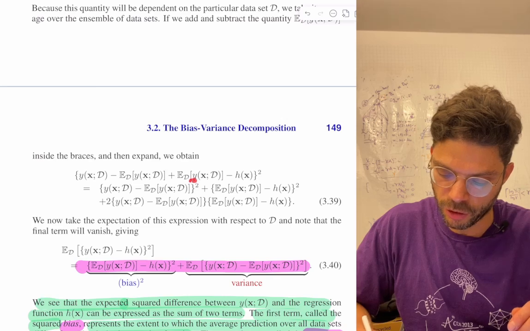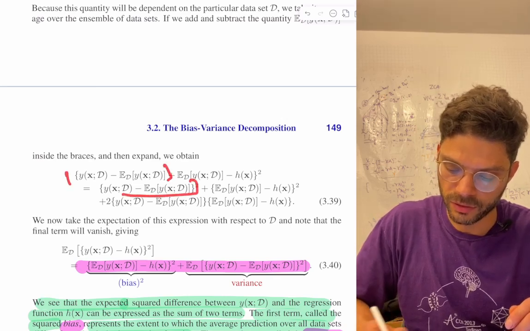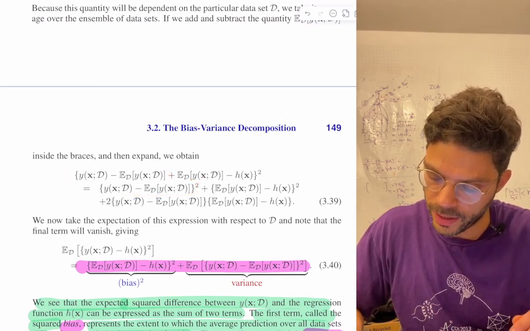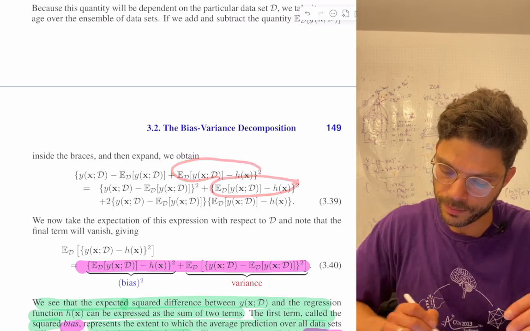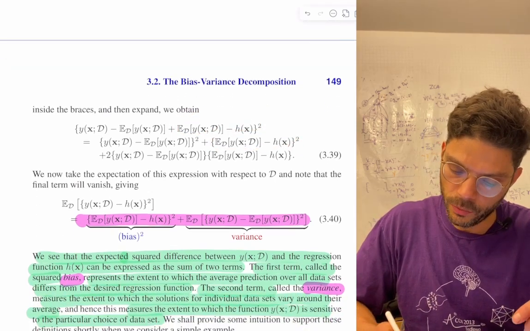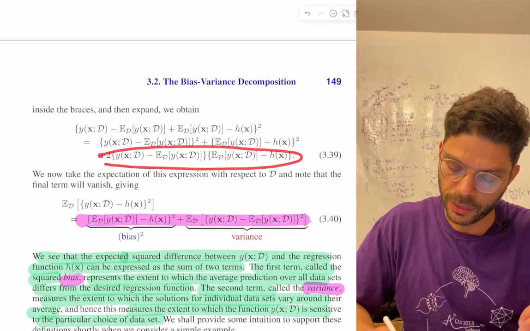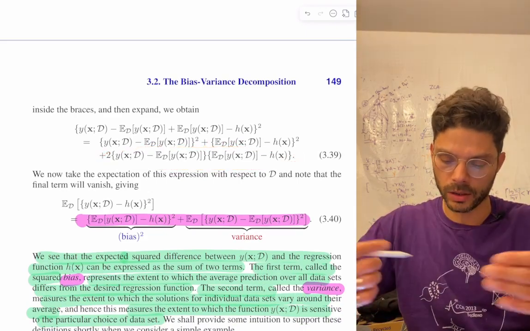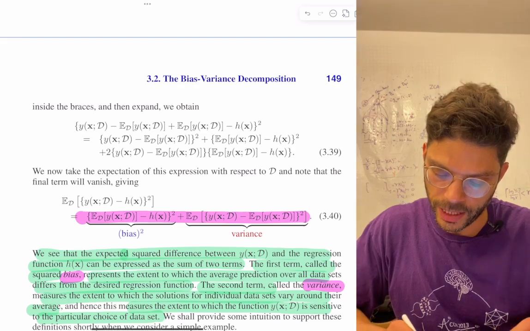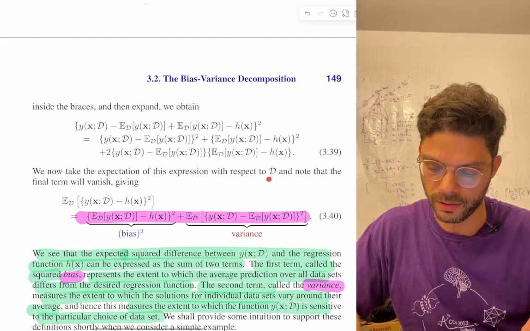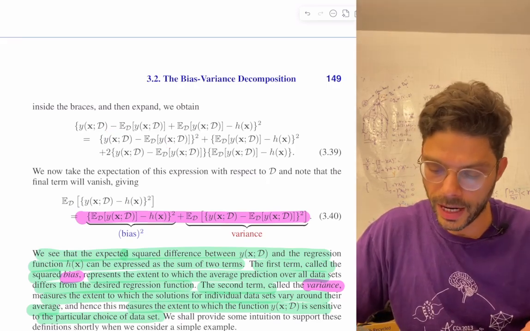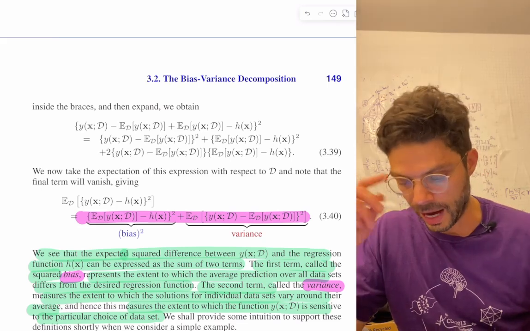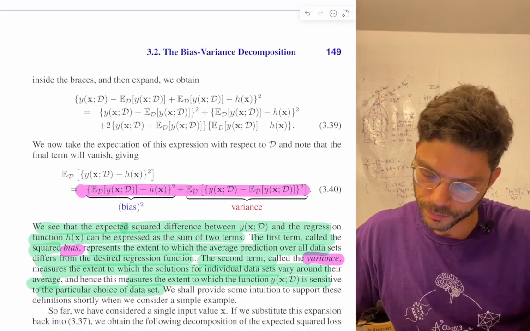So now we have this term over here, which is this thing squared. And then we have another term, which is this thing squared. And then finally a third term, which is the cross terms. We now take the expectation of this expression with respect to D. This is all indexed by D. You see all these D's floating around, and now we're going to average things with respect to D.